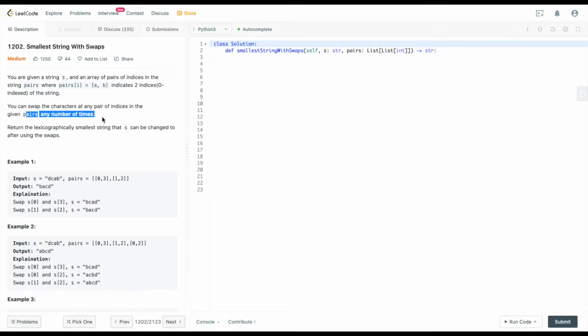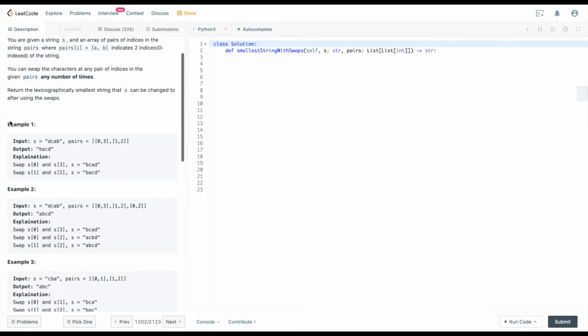It means we can switch back and forth any number of times. And if given many pairs, we can switch in between those pairs any number of times. So they're all connected. If they're all connected, we can interconnectedly switch them. I'll explain it further in the example they give us. So return the lexicographically smallest string that s can be changed to after using the swaps. This just means we have to return the alphabetically smallest string that s can be changed to after using the swaps.